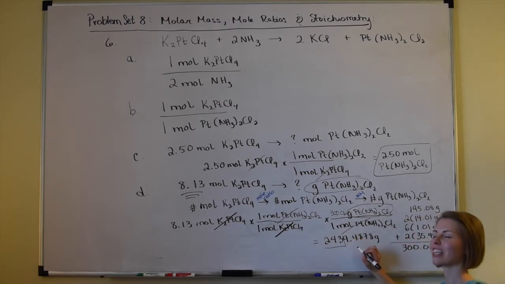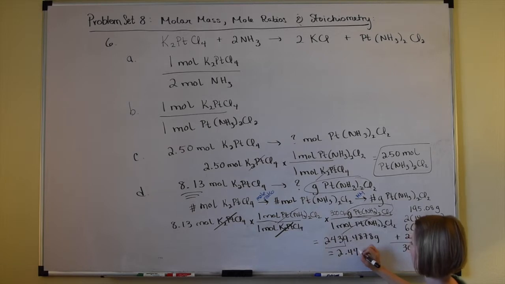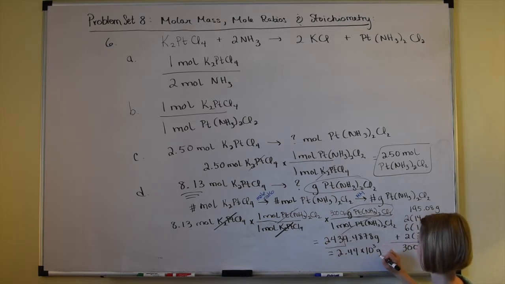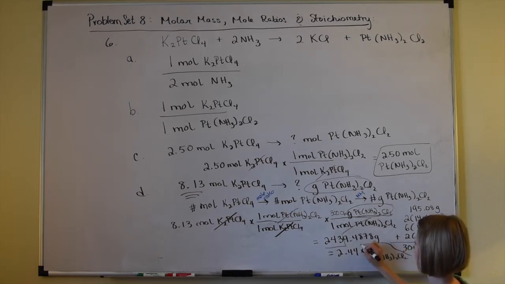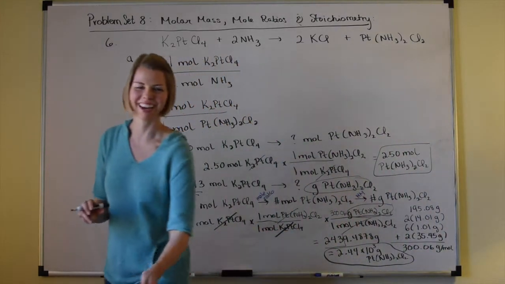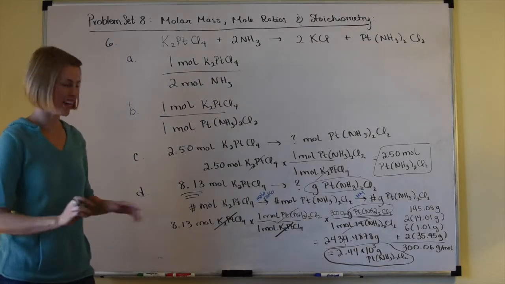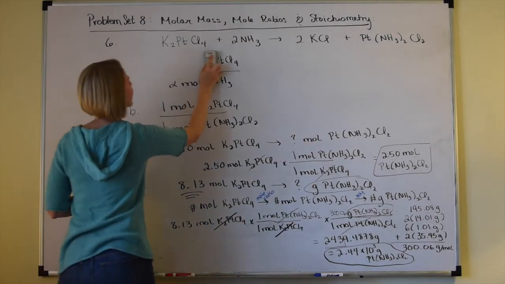So I'm going to need to use scientific notation here. So 2.44, so I'm going to round up because this is a 9, times 10 to the 3 grams of Pt(NH3)2Cl2, cisplatin. Ooh, that's ugly. But there it is. There's our answer. Okay. All right, so let's definitely erase because I cannot write anything more on this board. We will leave the equation up.